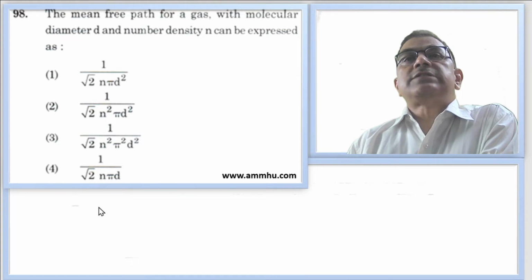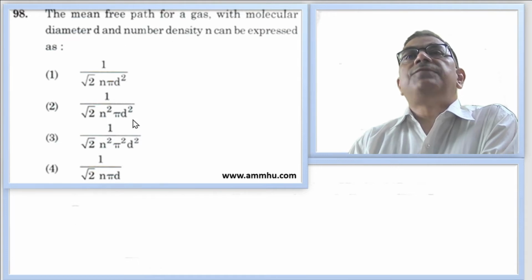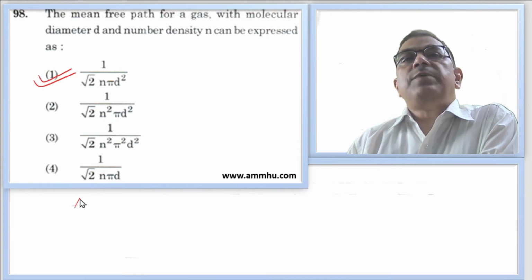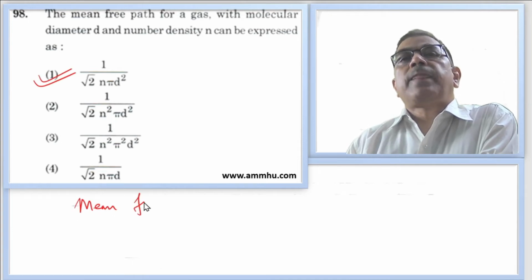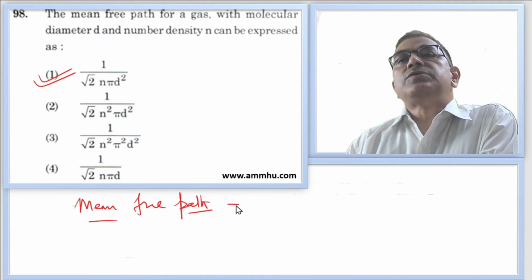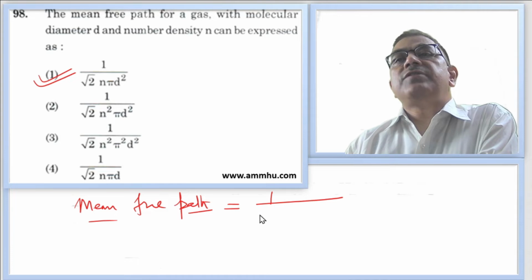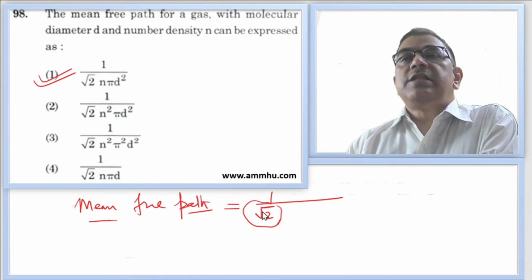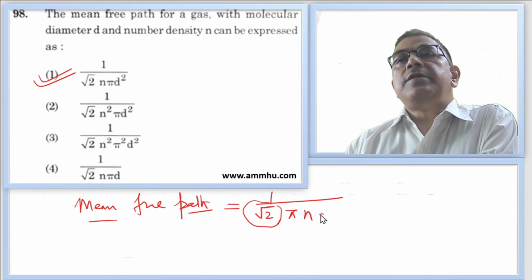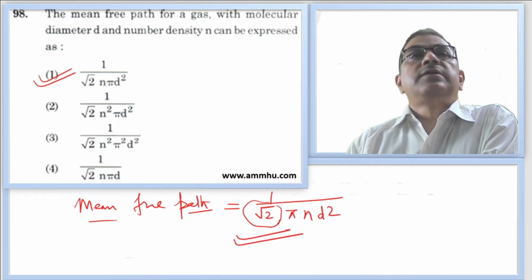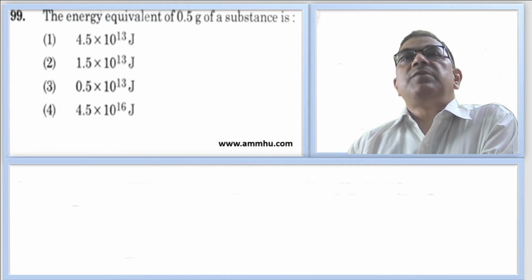Again, it is a straightforward mean free path question. The mean free path is a standard relation, and you should remember it. The derivation has been done in NCERT. See it carefully, and see why root 2 is included in the derivation. The mean free path is 1 by root 2 pi n d square. You should be knowing it. The derivation I will discuss sometime if required.